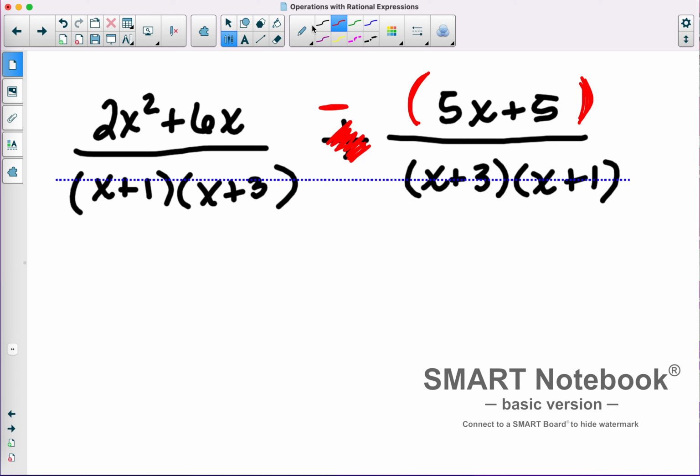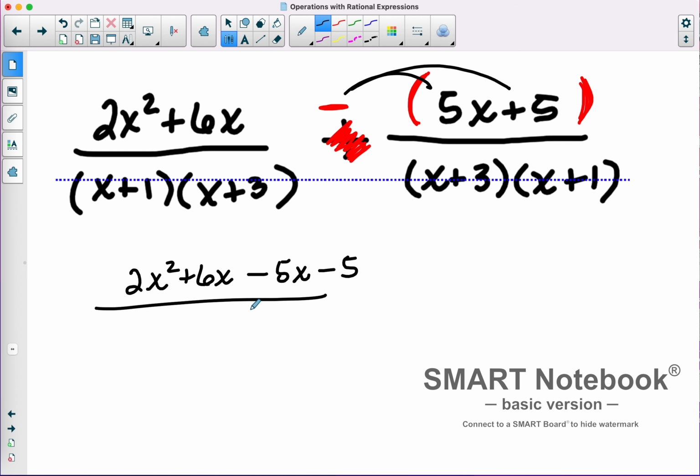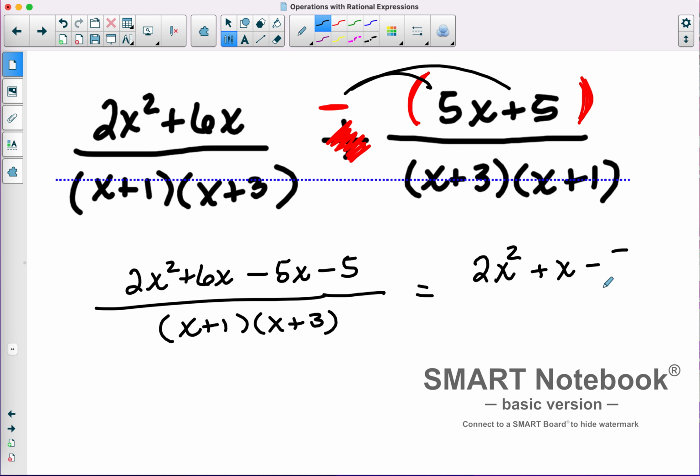And so what I recommend to students is that we do 2x squared plus 6x minus 5x minus 5. You're distributing the subtraction over this way, over that denominator, which would have been x plus 1, x plus 3. So in that case, our simplified answer would have been 2x squared plus x minus 5 over x plus 1 times x plus 3. So just be careful when it comes to subtraction because you do need to subtract the entire fraction.